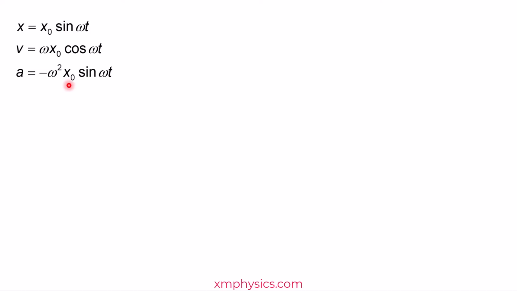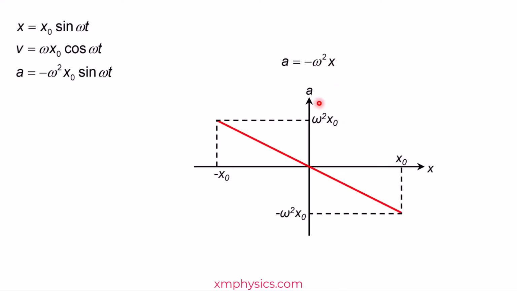Do you recognize x naught sine omega t? X naught sine omega t is x. So we just need to replace this thing with x, and we get a is equals to negative omega square x. Is that simple? So if we plot the ax graph, it's just a straight line graph passing through the origin. And in fact, the gradient of that straight line graph will correspond to negative omega square because the equation is that simple.